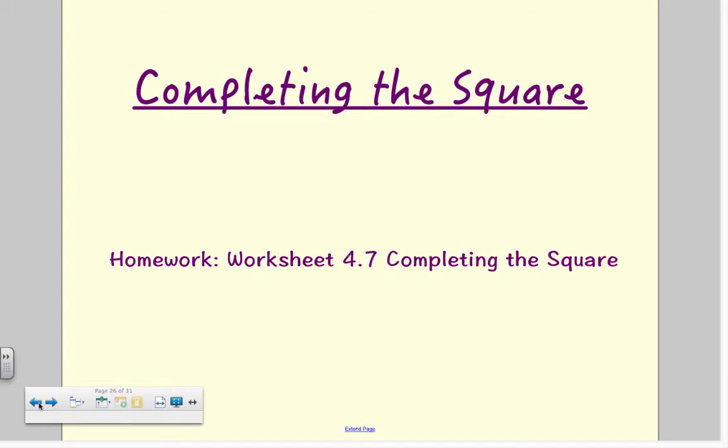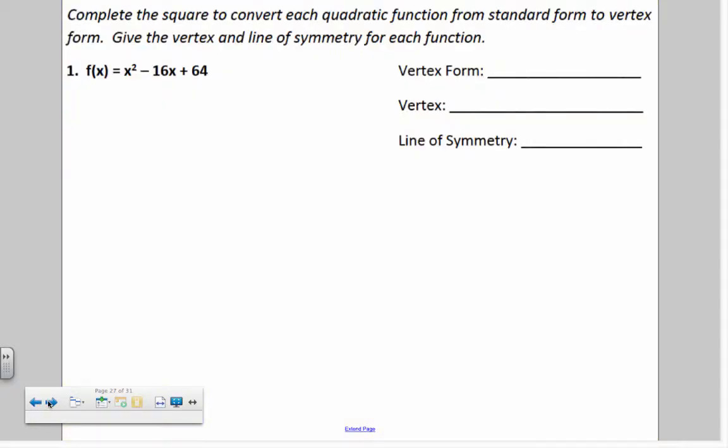Okay, so today we'll be completing the square. This is from your homework, worksheet 4.7, completing the square. Take a look at number 1. The directions say complete the square to convert each quadratic function from a standard form to vertex form. Give the vertex and line of symmetry for each function.